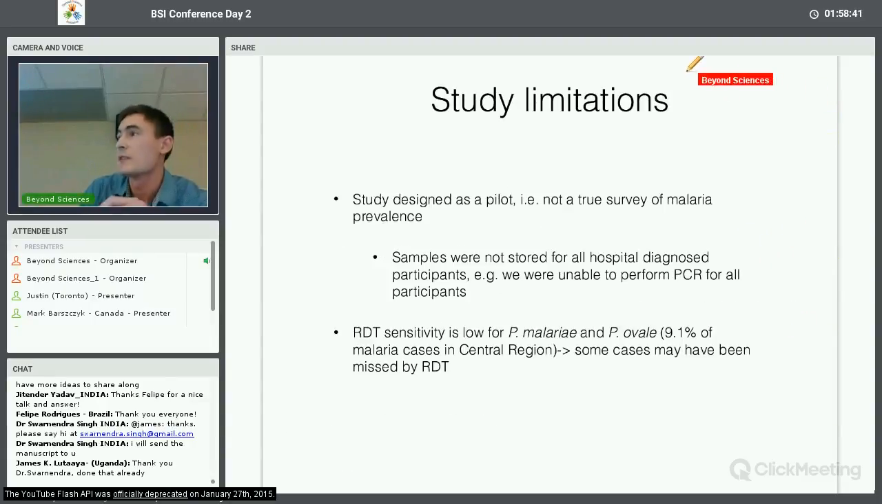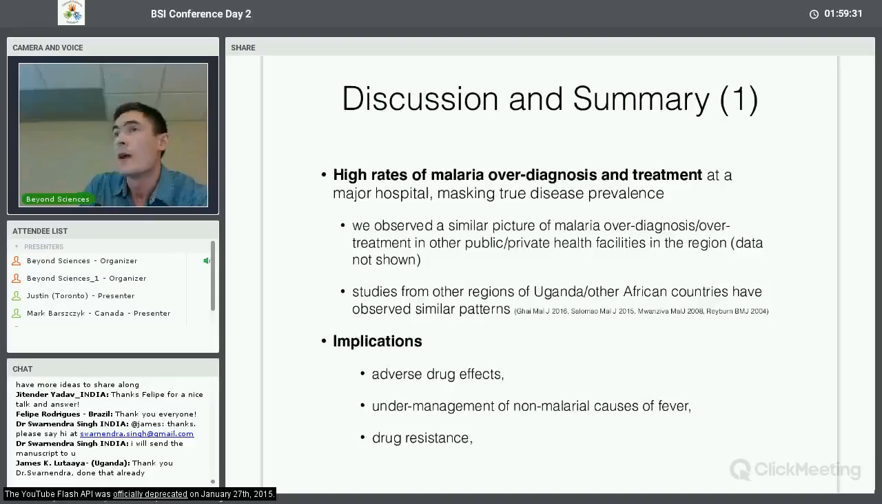Before I proceed to the discussion, I'd like to mention that our study had some limitations. As I mentioned at the beginning, it was designed as a pilot and not as a true survey of malaria prevalence. True epidemiological studies should be conducted to really define the malaria prevalence in the region. As I just mentioned, the PCR testing detected a rare parasite, Plasmodium ovale, and I'd like to admit here that the sensitivity of rapid tests for P. ovale is actually lower than for Plasmodium falciparum. So in future studies, those limitations should be taken into account.